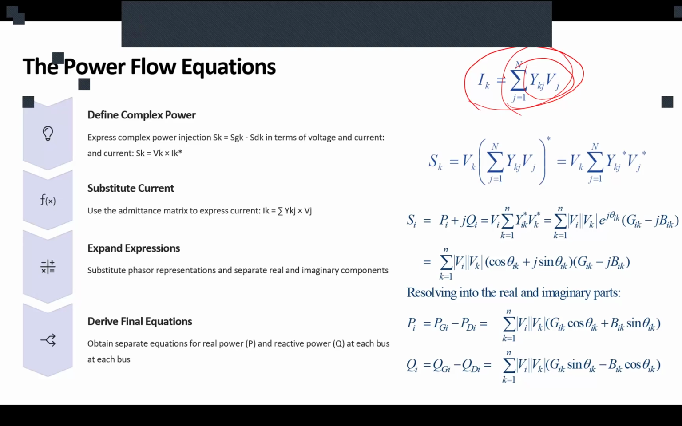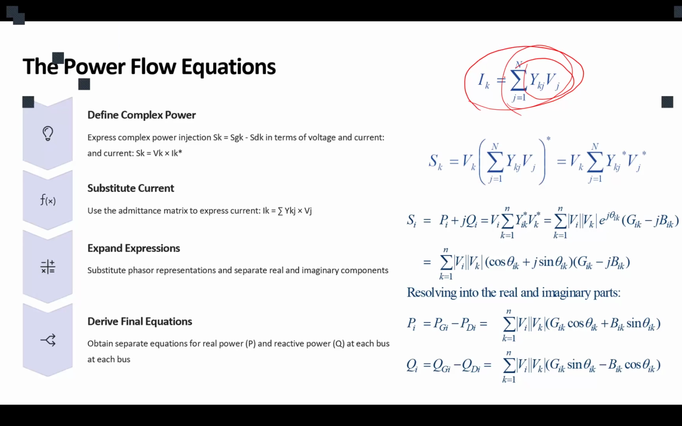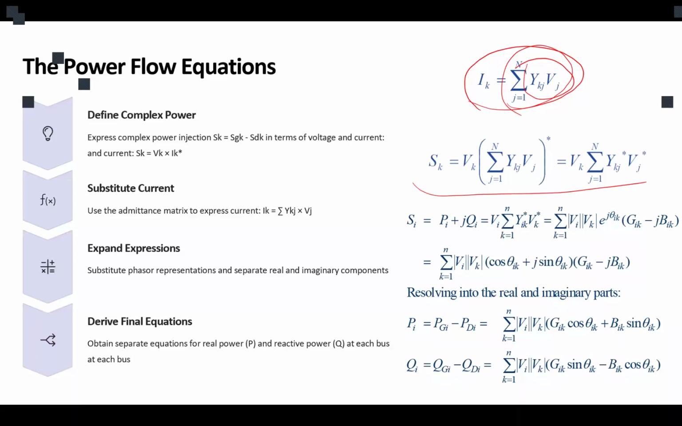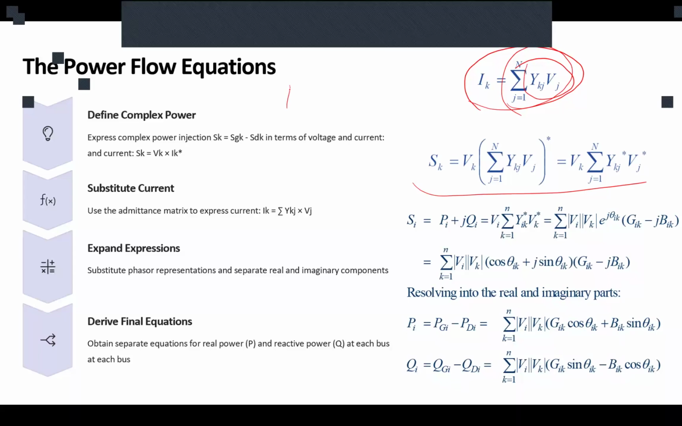Correct? Now, we wanted to talk about the power flow. Are you familiar with the complex power? Is anyone here not yet familiar with the complex power? I'm going to give you a very brief explanation. In a DC system, you already know that the power is VI.